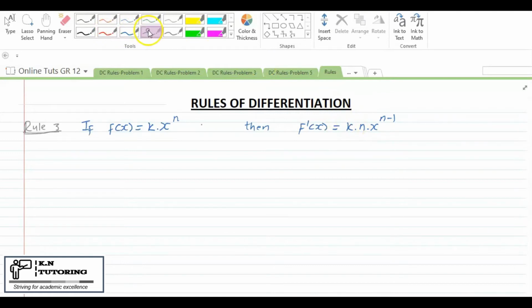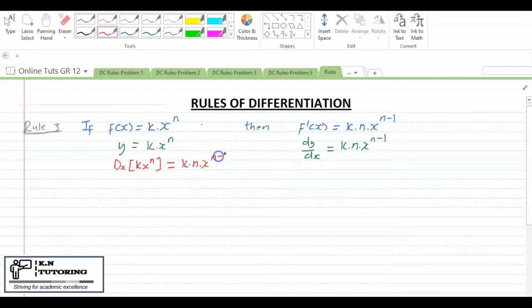Okay, now if it was given in a different notation, y is equal to k times x to the n, then the derivative will be dy/dx equals k n times x to the exponent n minus 1. Also, this was going to be d/dx of k x to the n. It was going to be k times n times x to the n minus 1.